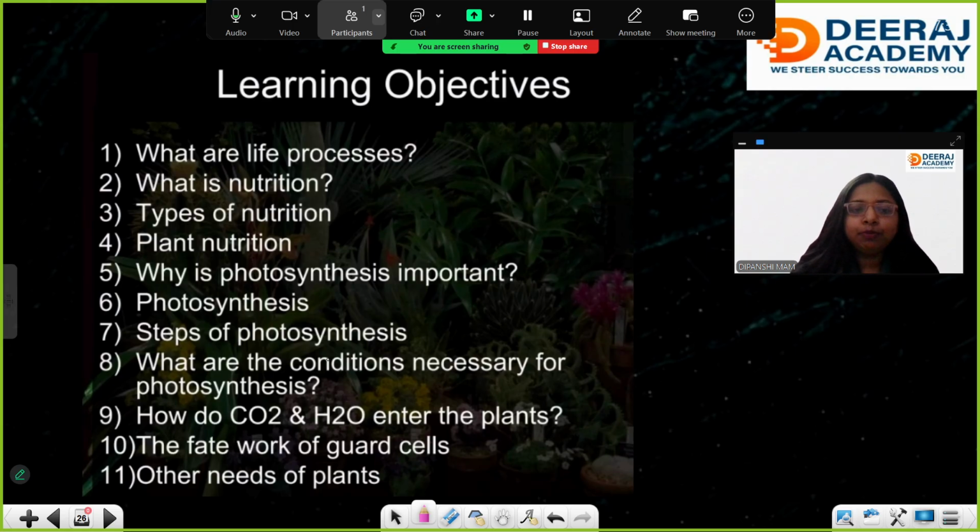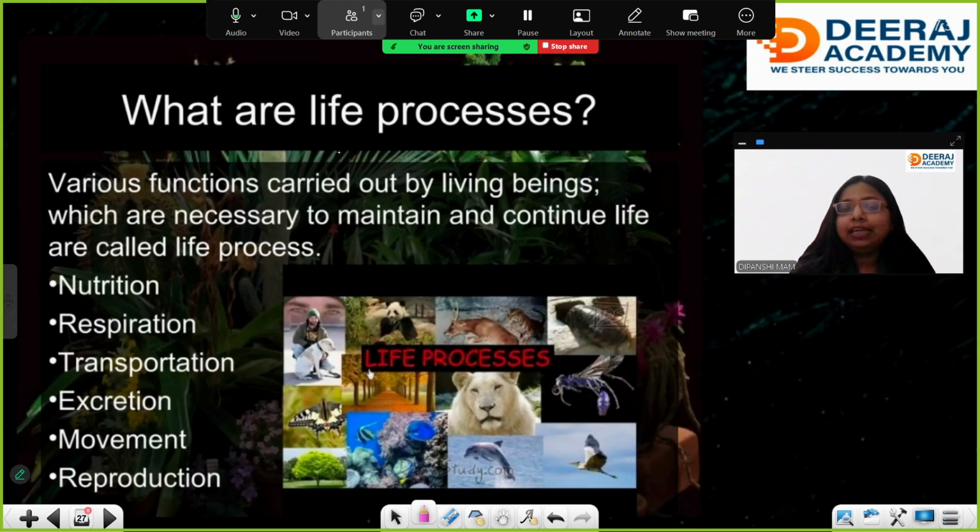So what are life processes? This is the content of today's topic. The various functions carried out by living beings which are necessary to maintain and continue life are basically called life processes. Life processes comprise nutrition, that is what we are eating, and respiration, transportation, excretion, movement, reproduction.